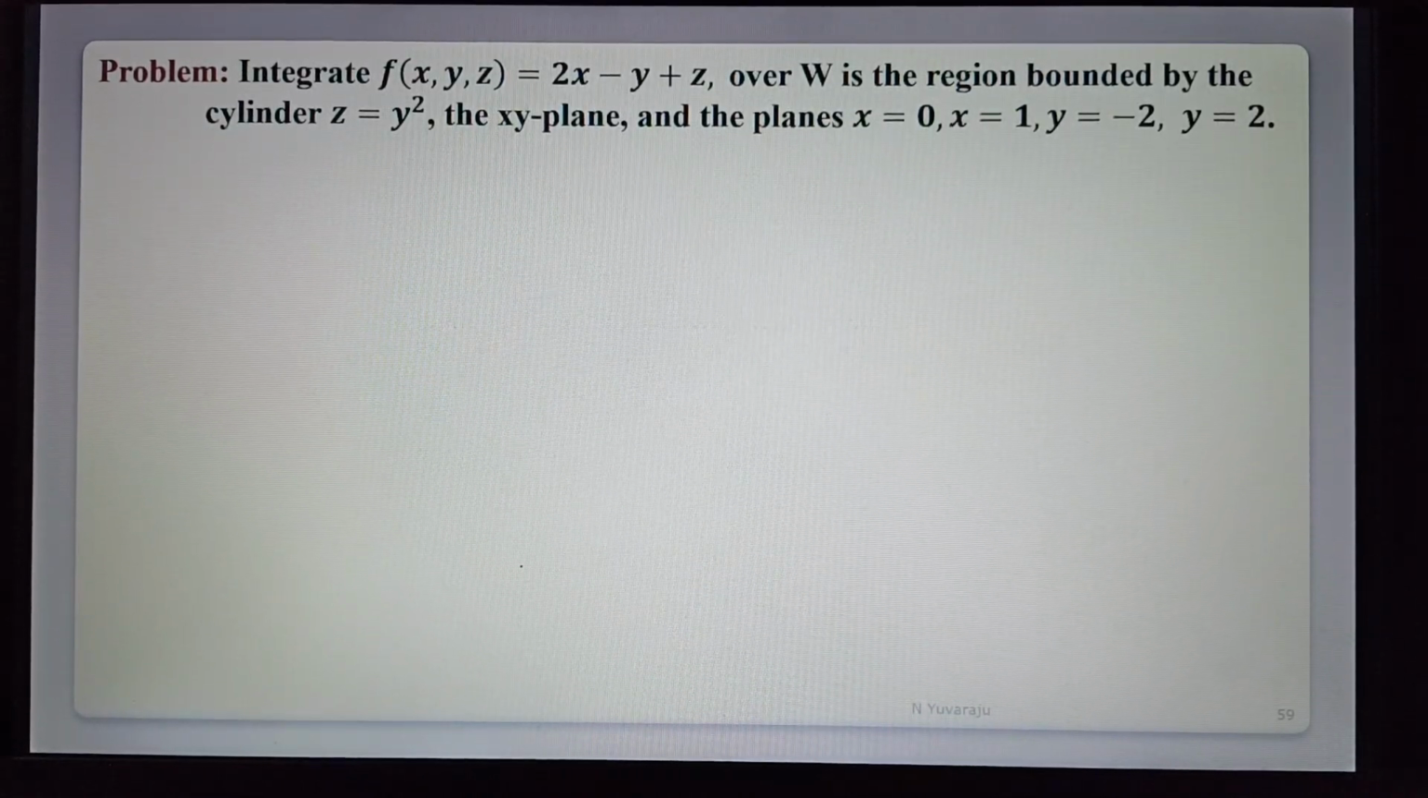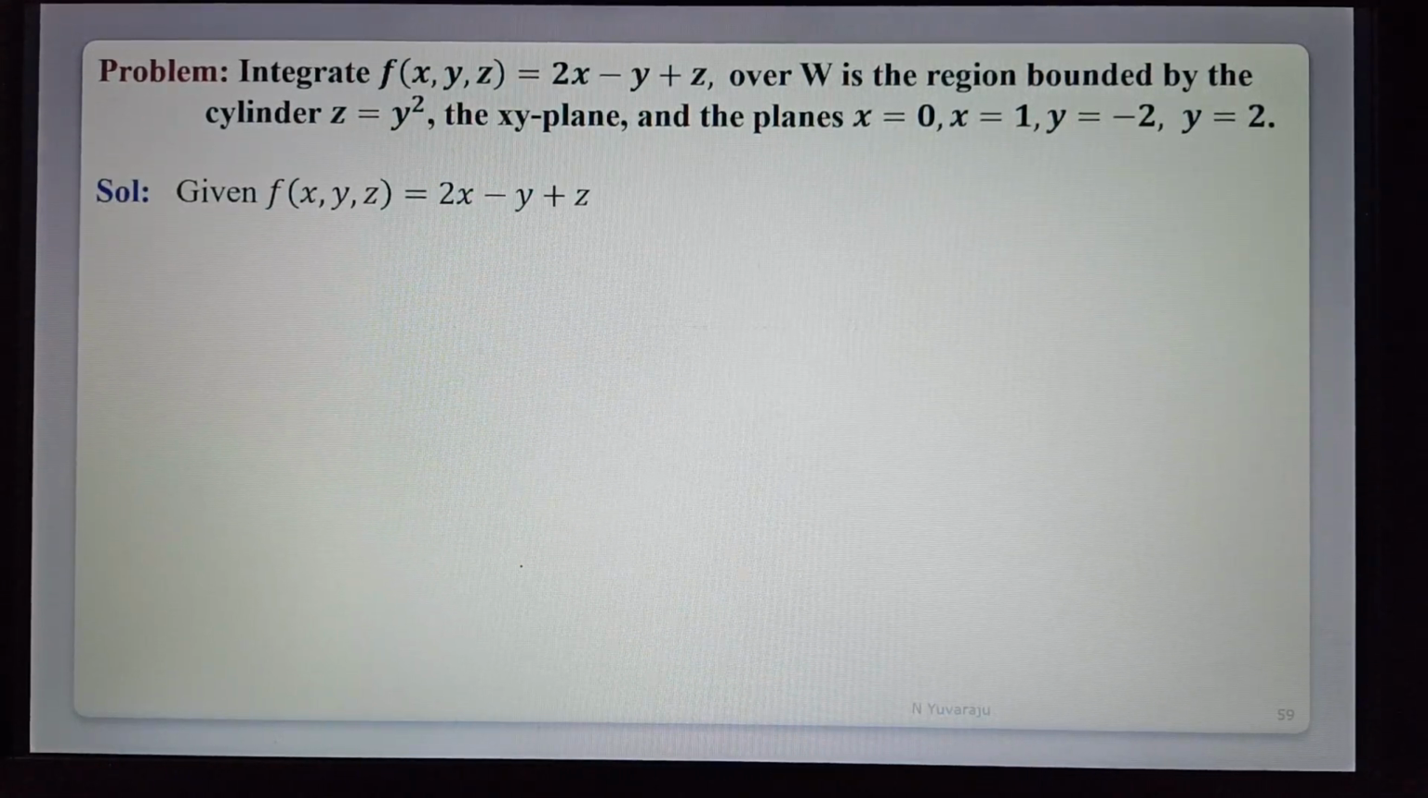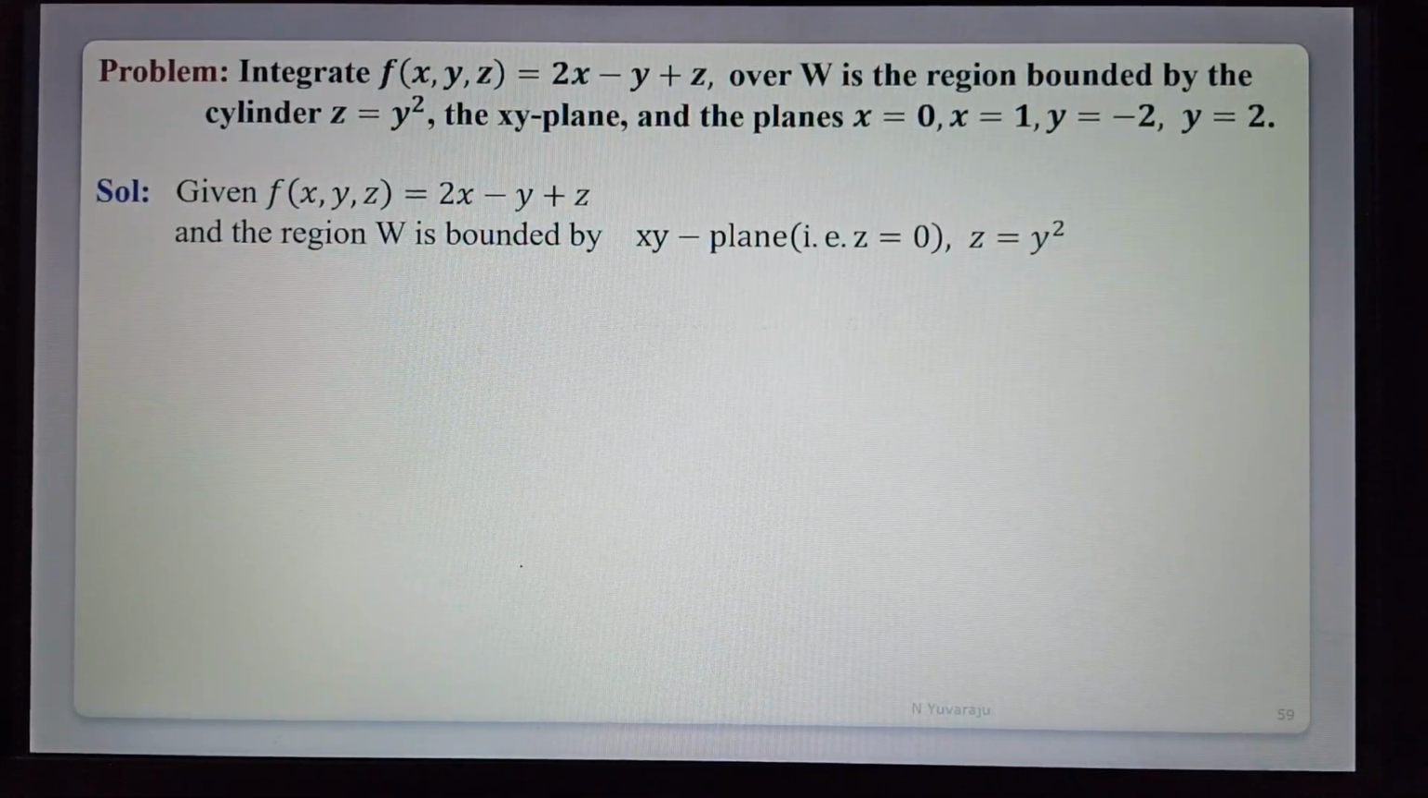So integrate f of x, y, z equal to 2x minus y plus z over W, the region bounded by the cylinder z is equal to y square, the xy plane and the planes x is equal to 0, x is equal to 1, y is equal to minus 2, y is equal to 2. So clearly the given region is bounded by the cylinder z is equal to y square, and the xy plane means z is equal to 0 kada. So clearly z limits are 0 to y square.